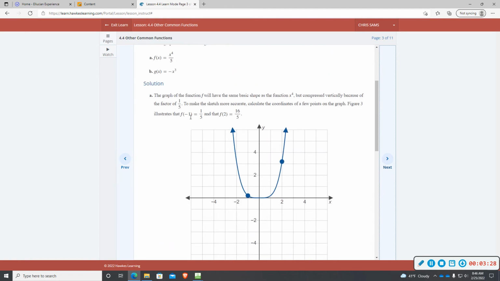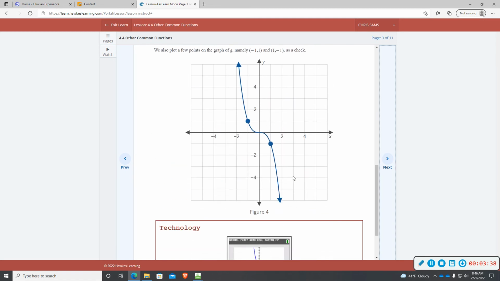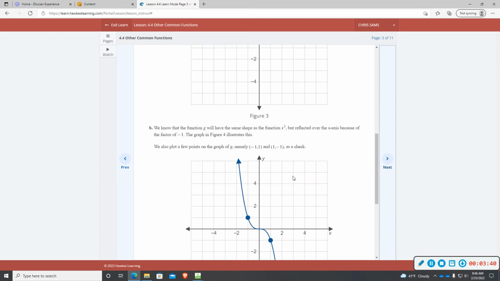Also, I should mention, they will ask you to find some ordered pairs that are on the graph. You can pick any x value, plug it in, and then solve, and you'll get a y value. One of the easier ones to do is just plug in 1.